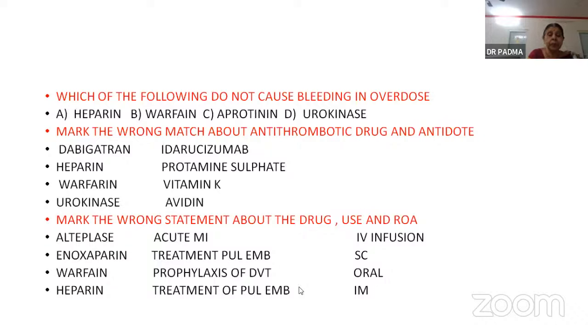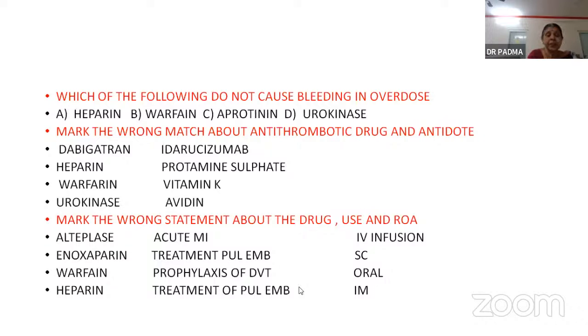Now, find the wrong match about antithrombotic agent and its antidote. Dabigatran, idarucizumab, which we have seen, a monoclonal antibody. Heparin, protamine; as I told you, if you inject a little more, it itself acts as an antiplatelet and anticoagulant. Warfarin, definitely vitamin K. The other alternative, FFP, fresh frozen plasma. Urokinase, avidin, no, not at all. Again, you have to use one of these. So avidin is the wrong one.